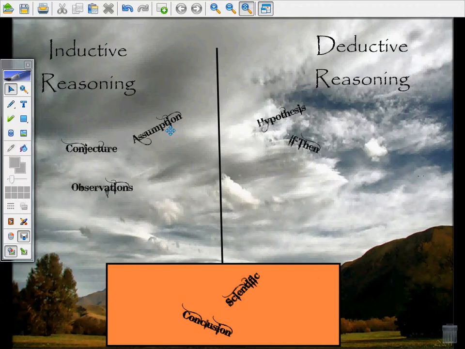It's both, right? You make a conclusion using either kind of reasoning, right? So a conjecture is a conclusion, and a hypothesis is a conclusion. So shouldn't it go with both? Okay, so there's actually two of them.